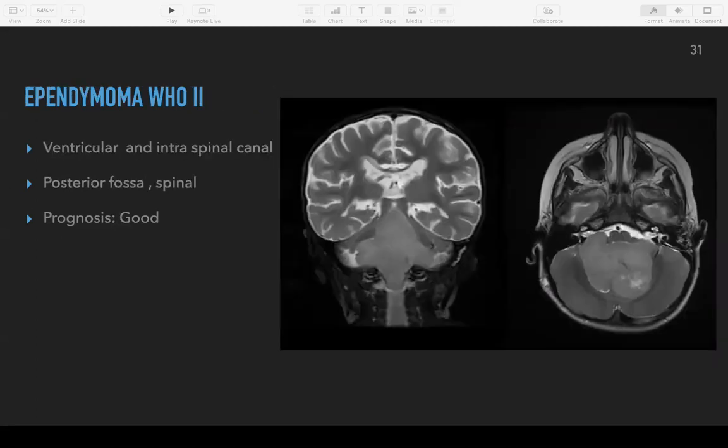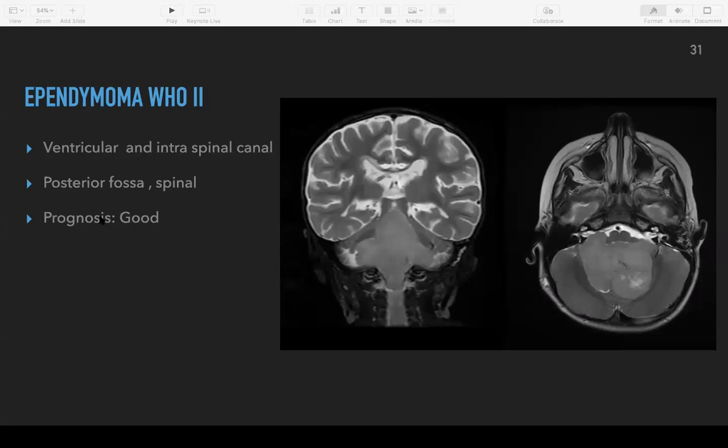Next is ependymoma. As we said, it is originating from ependymal cell, and ependymal cell is located in the ventricular system or in intraspinal canal. However, ependymoma can grow anywhere, even extraventricular ependymoma. It is a well-known pathology. In pediatric age group, usually we see it in the fourth ventricle, and in the adult, usually we see it in the spine, intraspinal. It is the common location.